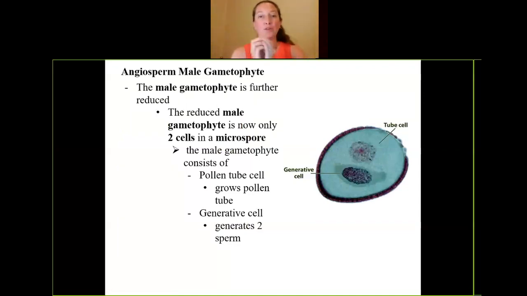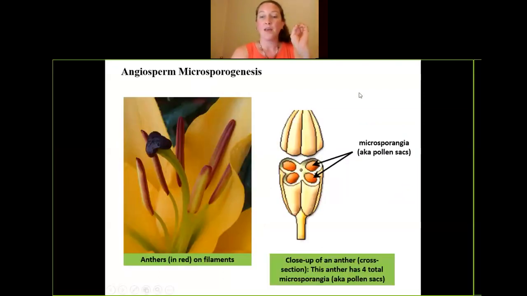So remember, a microspore, it's just like we talked about before. The microspore is going to have inside of it the male gametophyte plant. But the male gametophyte plant now is only 2 cells: a pollen tube cell and a cell that makes 2 sperm cells. The microspores with the male gametophyte inside are going to be inside of these microsporangia, right?